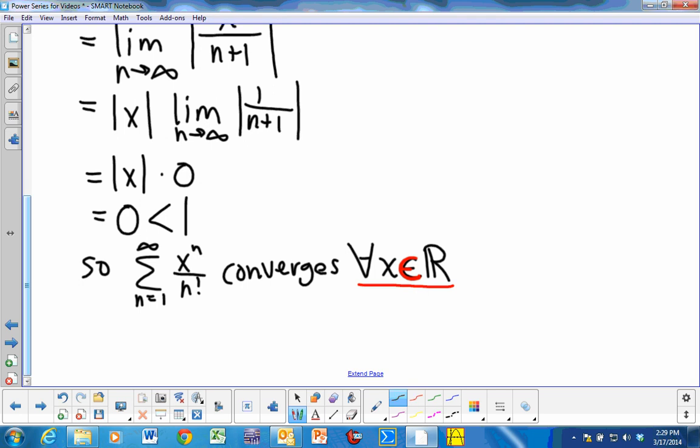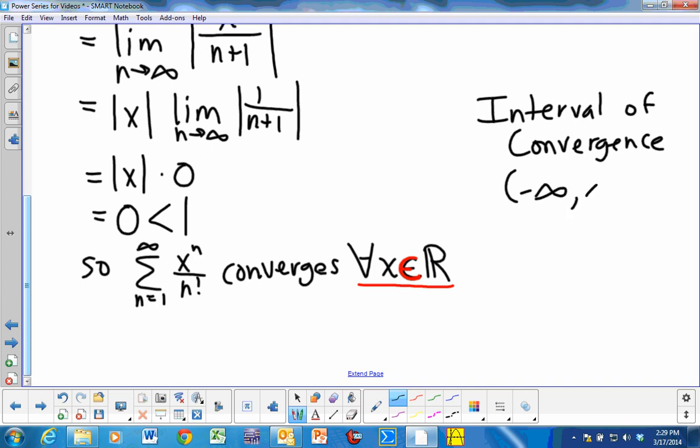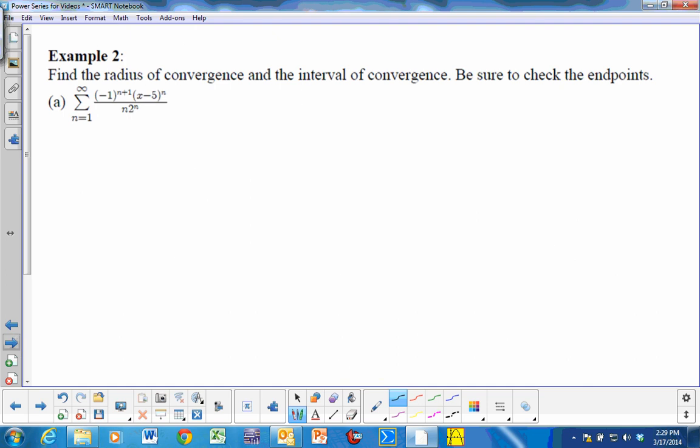So if we wanted to write the interval of convergence, well, if it converges for all x, then the interval of convergence would be minus infinity to infinity. And then the radius of convergence would be infinity, because it's just infinite. It goes everywhere. So those are the types of things that you would be asked to answer. So there's an example of one that converges everywhere. All right, so let's go to the next one.